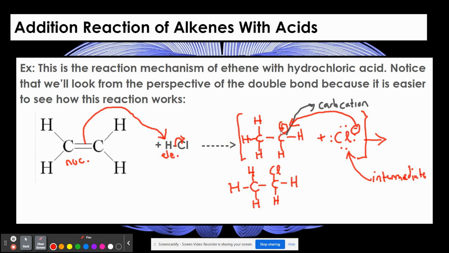So this is your first example of an addition reaction. Sorry for the chicken scratch, and hopefully that makes sense.